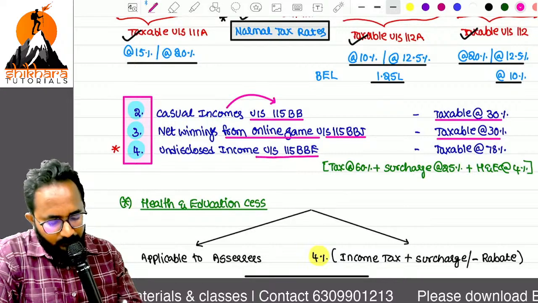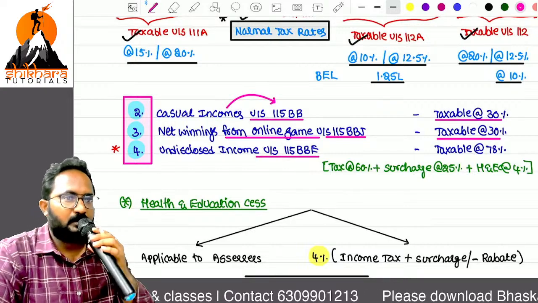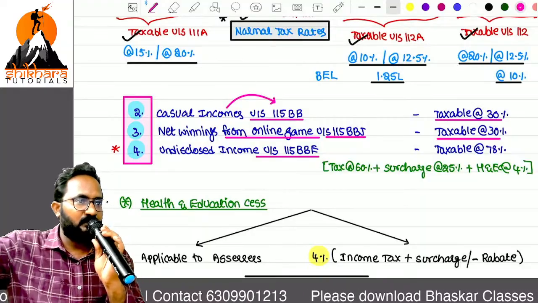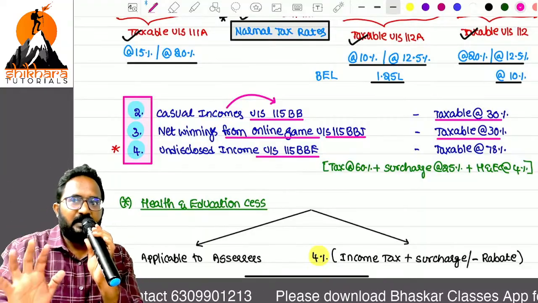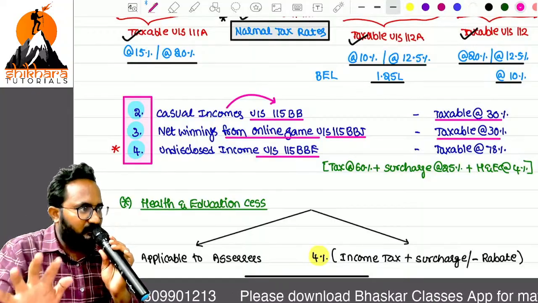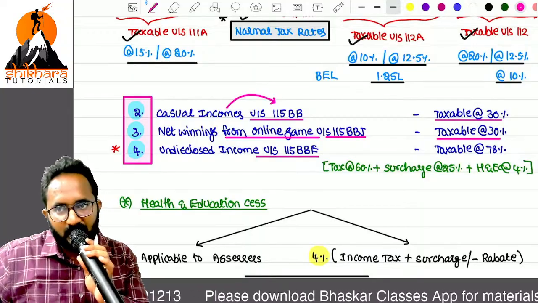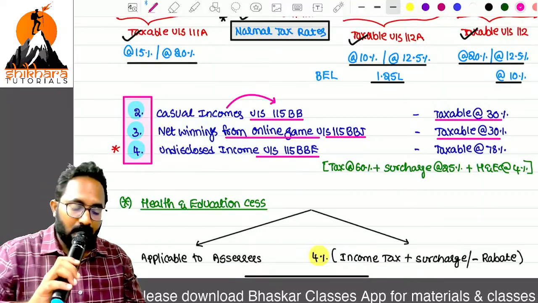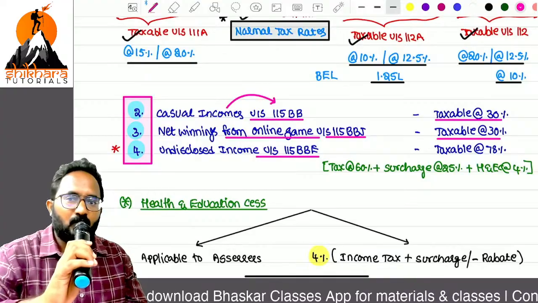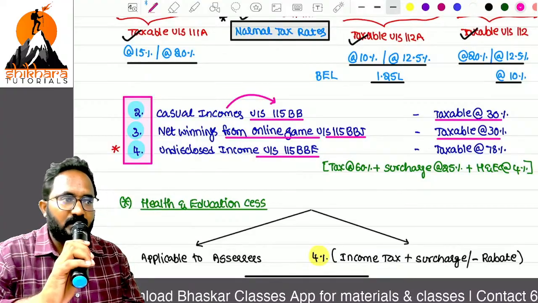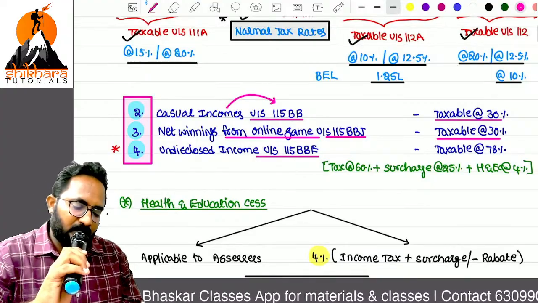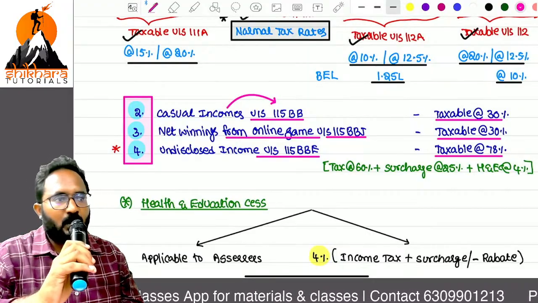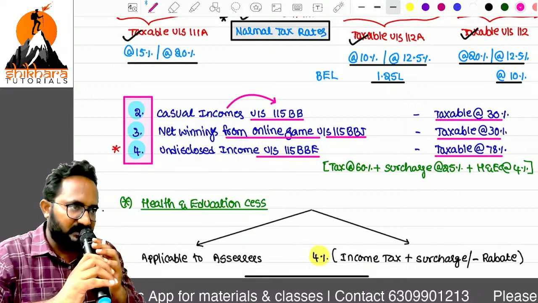Undisclosed income. Sir, what do you mean by undisclosed income? I earn some income, but I have not disclosed it at all in the return of income. Simply, I am not paying any tax on some incomes. Those incomes are called undisclosed income. So, what is the tax? Section 115BBE. Taxable at the rate of 78%.